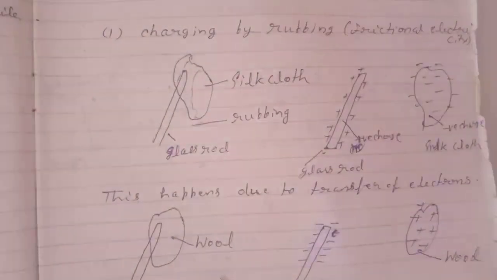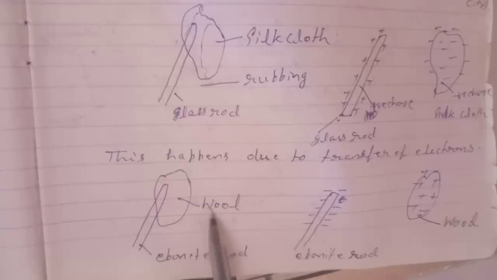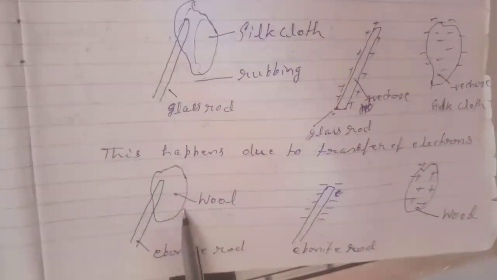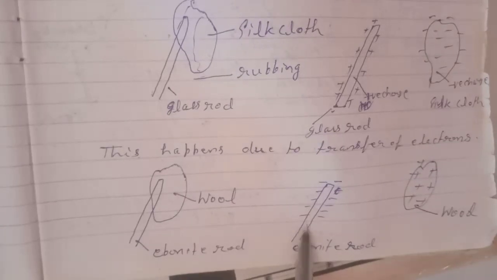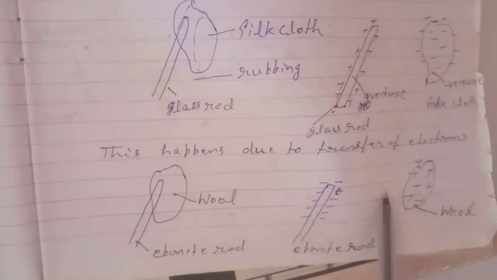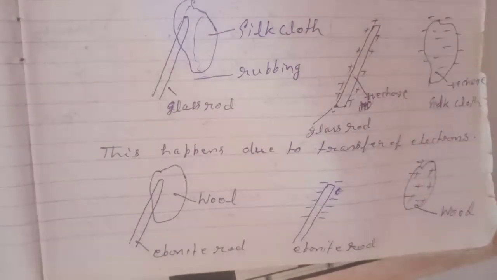Here again, another pair of bodies is shown: wool and an ebonite rod. When wool is rubbed with an ebonite rod, the ebonite rod becomes negatively charged and the wool becomes positively charged. This was seen by experiment.